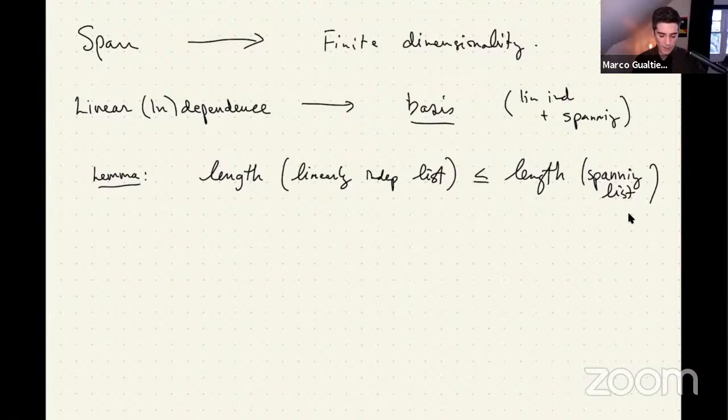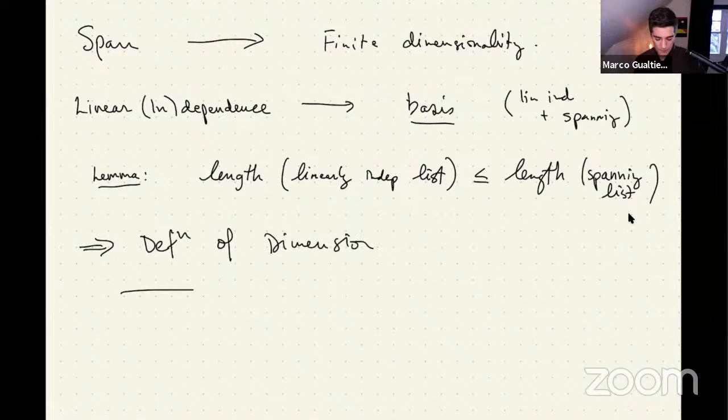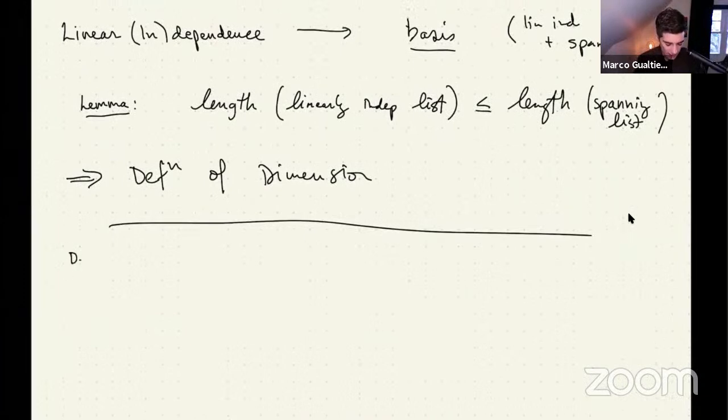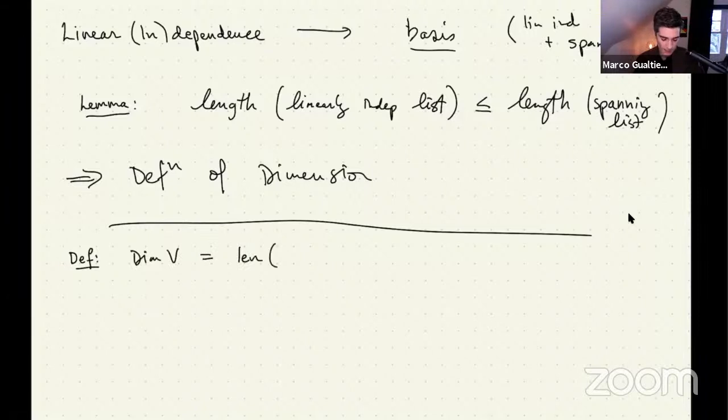Based on this, we're going to define the definition of dimension. Why is that? The reason is that we would like to define it, and I'm being a little bit pedantic here so that there's absolutely no chance that you will not get this idea. The definition that we want for dimension is that the dimension of V is the length of a basis.